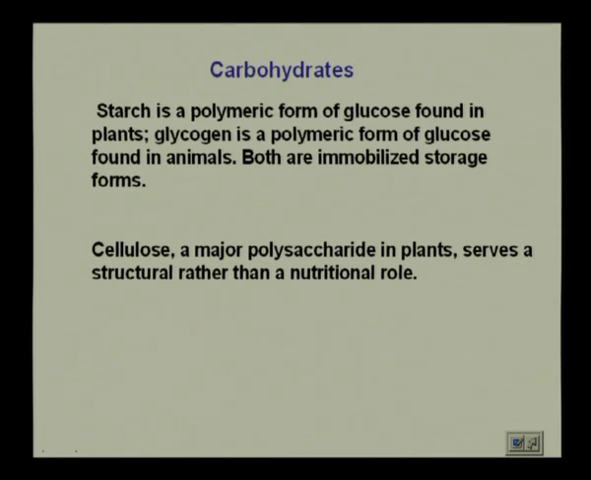So, we have starch, which is nothing but a polymeric form of glucose found in plants, and glycogen is a polymeric form of glucose that is found in animals. Since the basic unit is glucose, it is the linking that would be different, because that is exactly what we are going to consider: how these glucose units, these monosaccharide units, are linked with one another. And these are both immobilized.